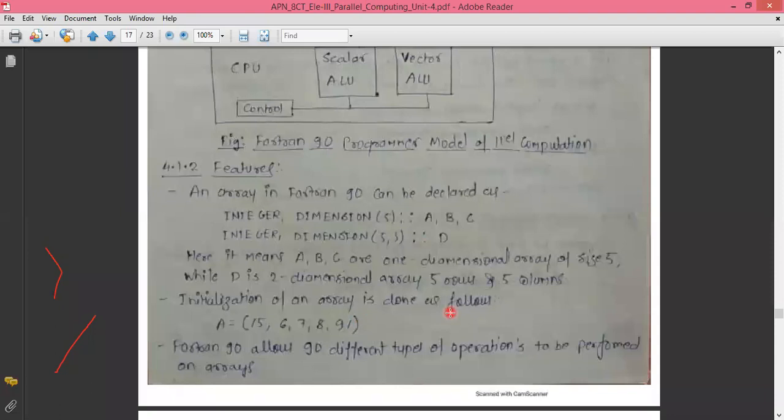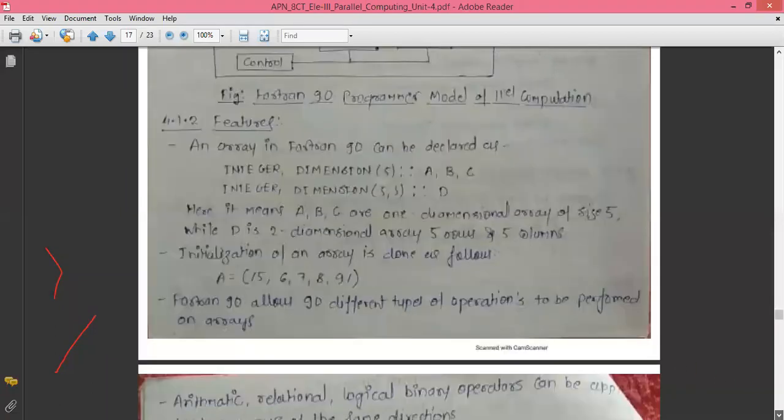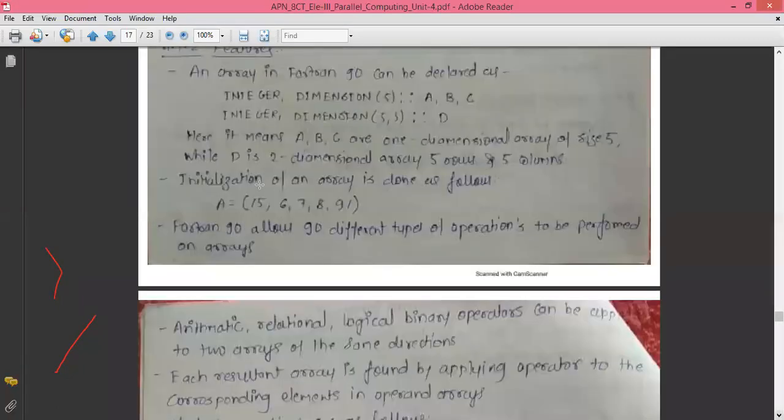Okay, everything is described in the notes if you go through it properly. Now the next thing is how to initialize. The initialization of an array is done in this way: A is equal to, then parenthesis brackets, and in that we use the slash, which is called a forward slash, and then there is some set of elements.